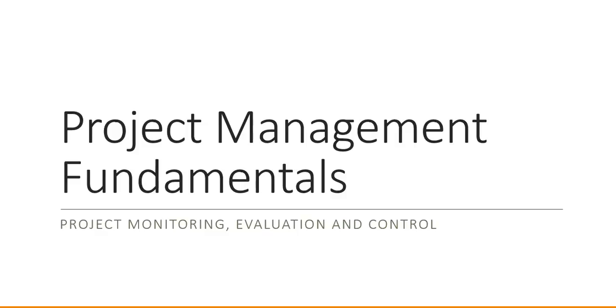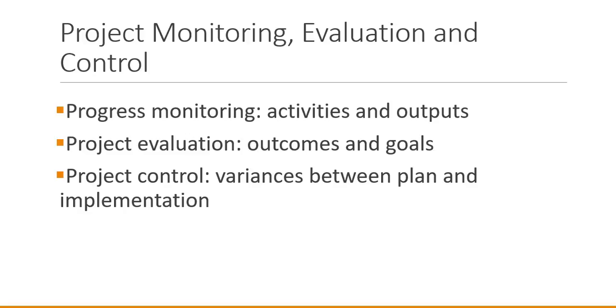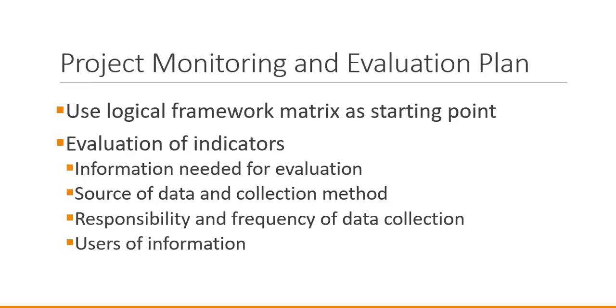Today's lecture covers project monitoring, evaluation, and control. In this topic, we're going to look at monitoring, which covers activities and outputs, evaluation, which covers outcomes and goals. These are all part of the logic matrix, monitoring relating to the lower two levels, and evaluation relating to the upper two levels, and project control, which is a system to address and manage variances between the plan and the implementation of your project. We're going to develop a project monitoring and evaluation plan.